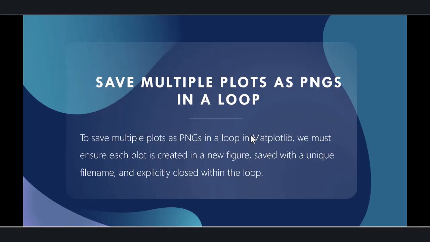Now we'll go for the second method, that is saving multiple plots as PNGs in a loop. To save multiple plots as PNGs in a loop in Matplotlib, we must ensure each plot is created in a new figure, saved with a unique file name and explicitly closed within the loop. Now in an example, I'll explain how to create a new figure, save with unique file names, and how to close within a loop, all these things, so that you will understand better.